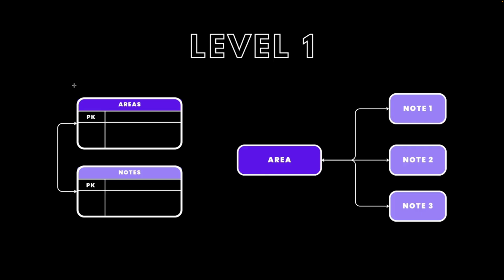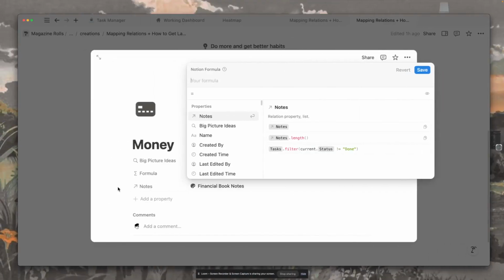So this is the example of a level 1 relationship where I have areas and I have notes. So if I'm inside the areas database and I'm inside one of the example areas, I can easily get the notes and I can get any notes properties stored inside this notes database. Let me show you what that looks like.